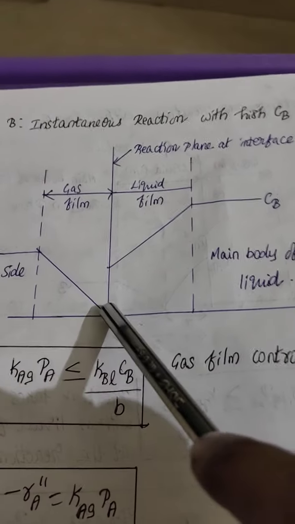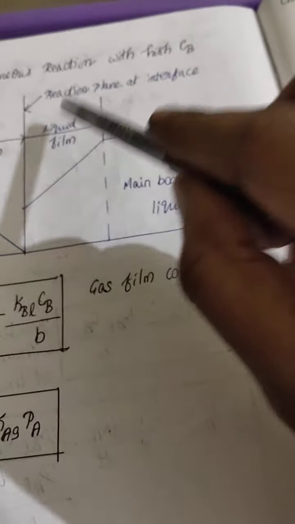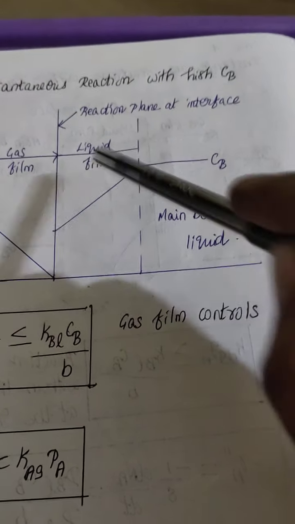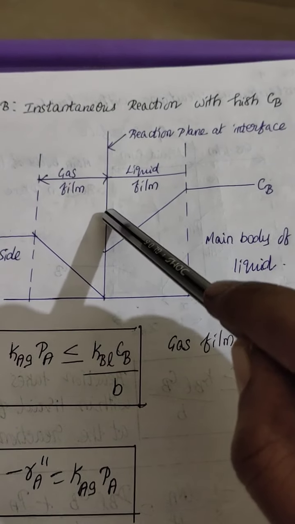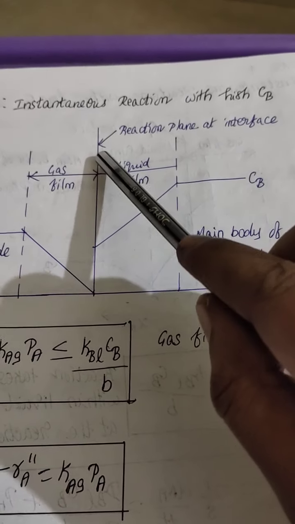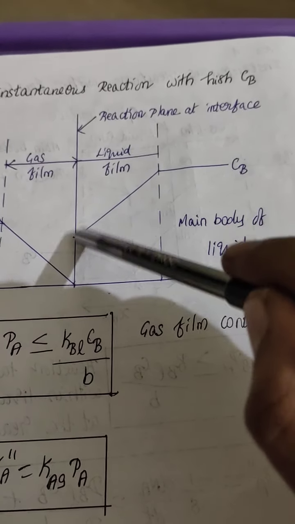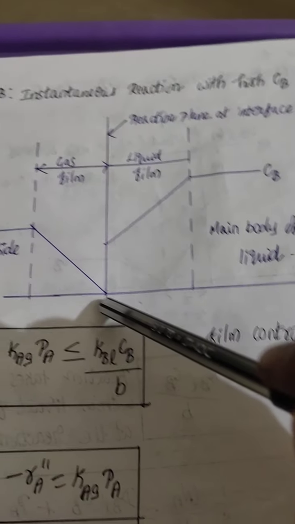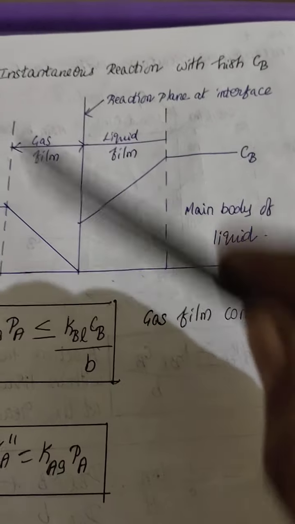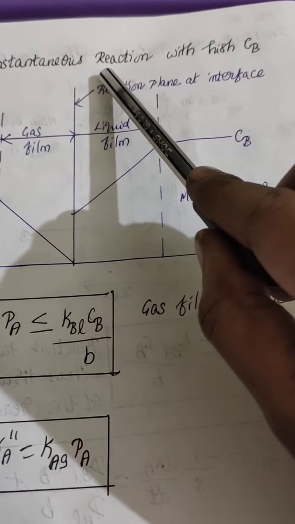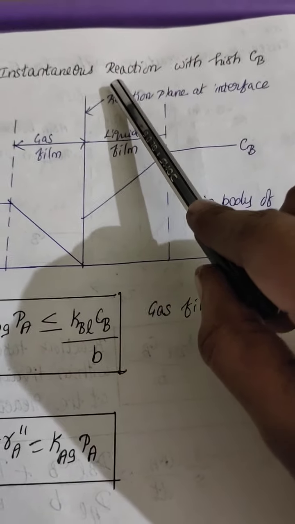Here we can find that in case A we had the reaction plane in the liquid film, right? That reaction plane is moving towards the gas liquid interface, and here in case B, this reaction plane is staying at the gas liquid interface. And this is an instantaneous reaction. As I have said earlier, instantaneous reaction means the reaction which is taking place at a very fast rate.